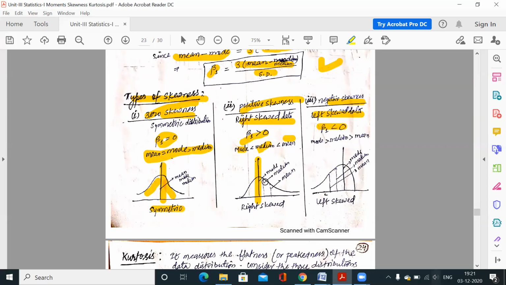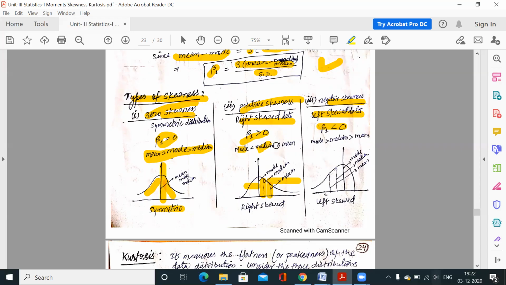What is mode? Mode is the most frequent value in the data distribution. So this is the peak, and the peak is the mode. If there are more points on the right-hand side, the mean would be here, and this is the middle value: on the left-hand side we have 50% of the data points, and on the right-hand side of this median point we have 50% of the points. So this is the relation, and for left skewed data this relation is simply reversed.